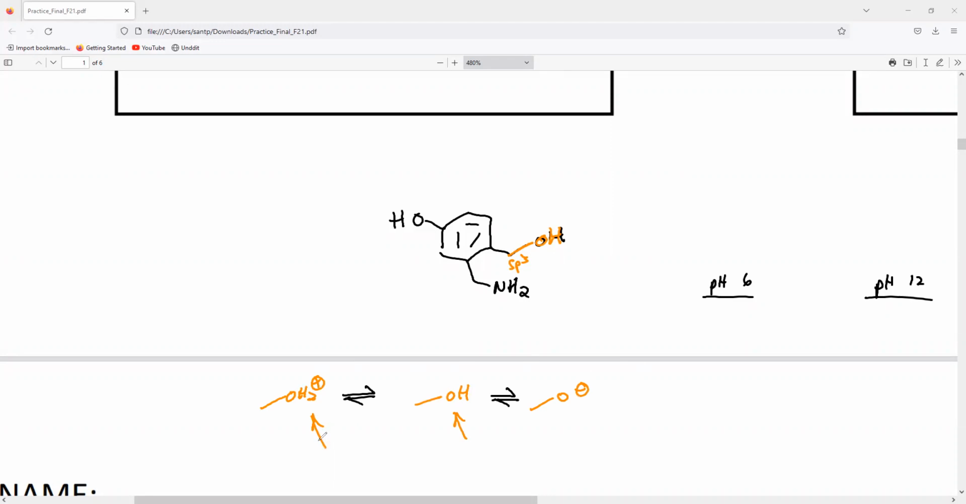Now, for these two acid forms, we can actually look in the chart and find a value for them. For example, if I wanted to find the OH2+, I look at my chart for anywhere there's an OH2+ or OH3+. Looks like we have that at -2. So this value here would be -2.